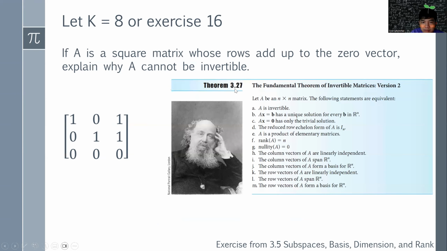So based on Theorem 3.27, for A to be invertible, the column vectors of A must be linearly independent, and the row vectors of A must be linearly independent. Since here it is not linearly independent, a matrix that has a zero row cannot be invertible.